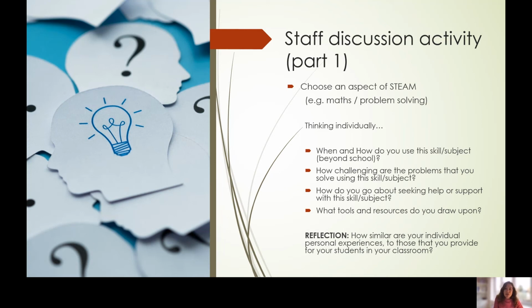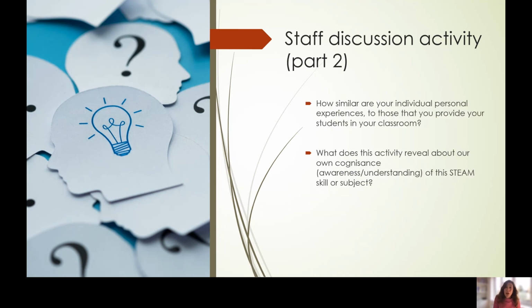Now, this is where encouraging staff to reflect on these ideas using examples from beyond the school walls is particularly helpful because it roots our thinking in real world application. Encourage staff to reflect on these ideas and then think about how those experiences shape their actions, their decision making, and their collaboration with other people. What we want to achieve here is some practical discussion about how cognizant we are, how aware we are of a particular aspect of STEAM in detail.